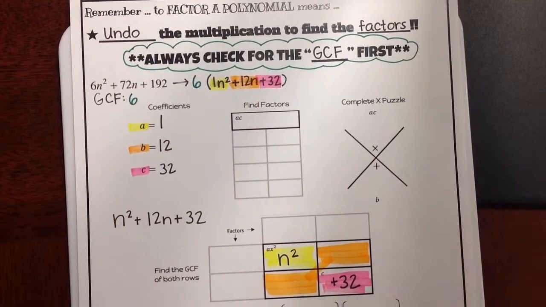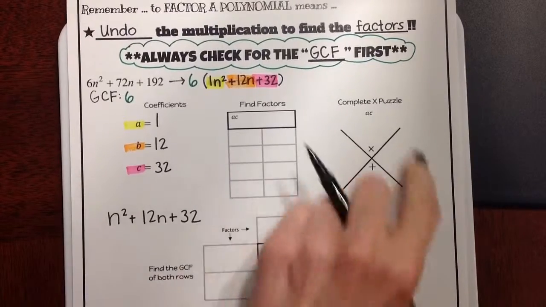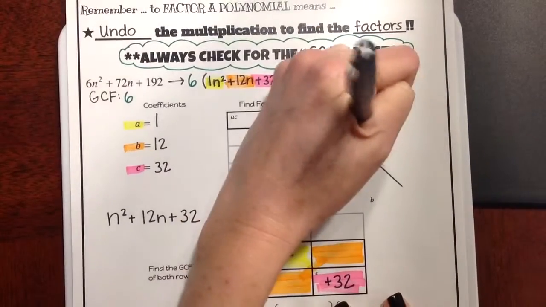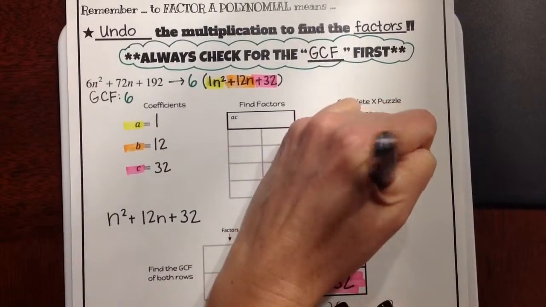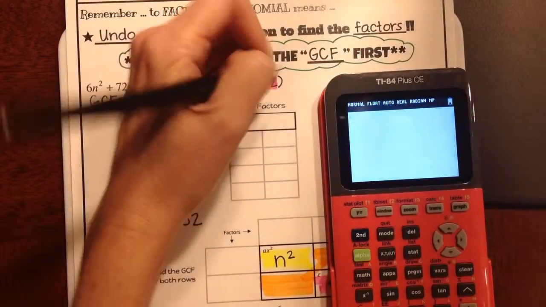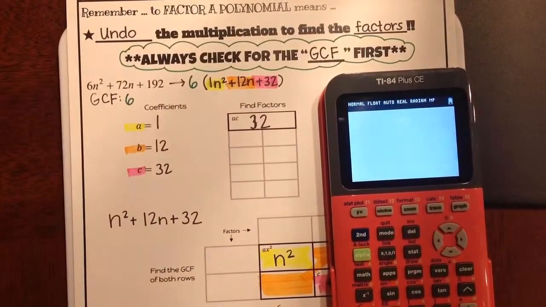Okay, so now I'm going to start playing my X games, my X puzzle. So I know that I have to multiply my A and C coefficient, and that gives me a product of 32, and I know my B coefficient is going to fill in the bottom of my X puzzle. And that is what I'm going to get a factor list for, is my A and C coefficient, 32.